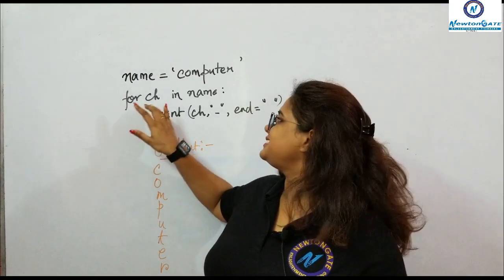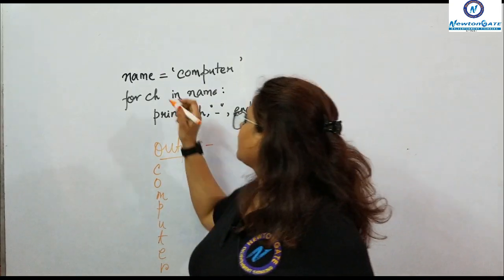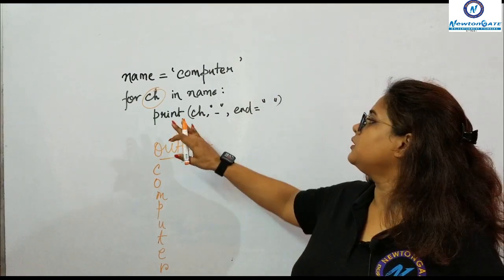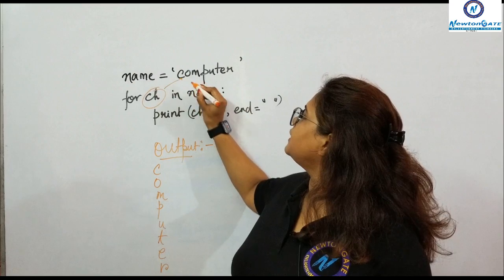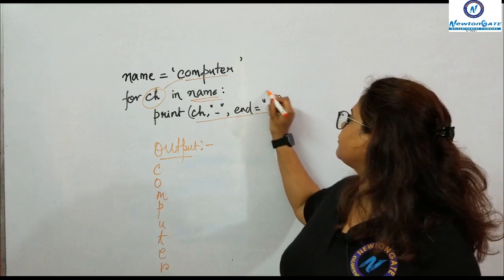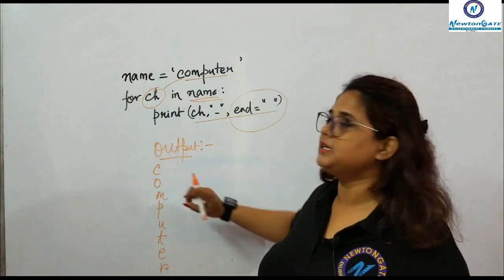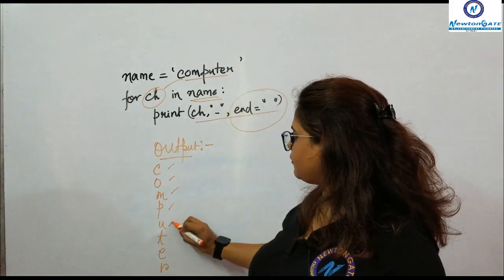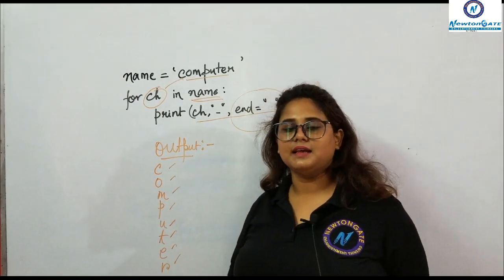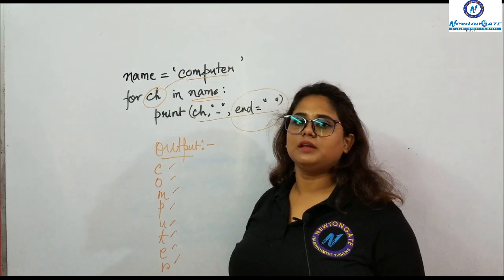Then for ch in name. This ch is my variable which helps us to search through the entire string. So this is my desired output. Because I have given here end equals to a space, after every character it will give a space. See, after every character there is a space and the next character is printed in the next line. So is it clear to all of you? If you have any doubts anywhere, do comment down in the comment section.